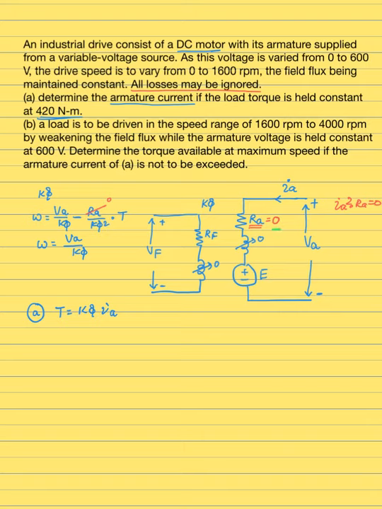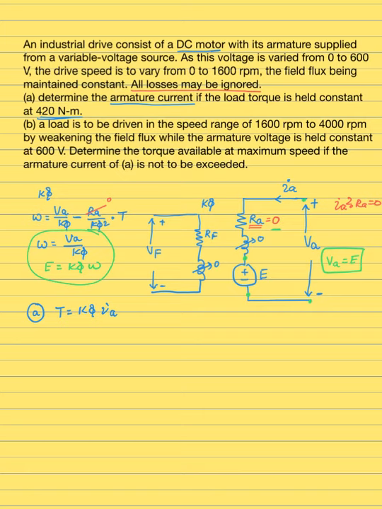And another thing is, since in this case you can see that RA is 0, this point is exactly the same as this point, and this point is exactly the same as that point. So with RA 0, you also have VA equals E as well. That is the equation for E, right? E equals K phi omega. So it's the same equation. These two are the same equations.